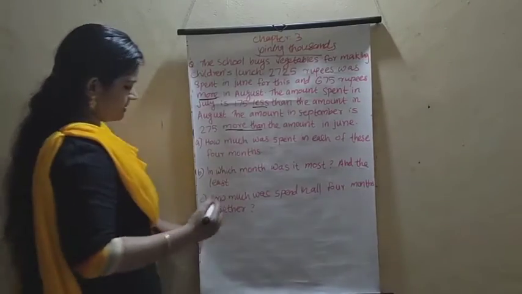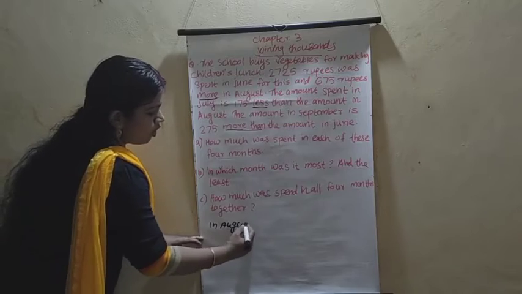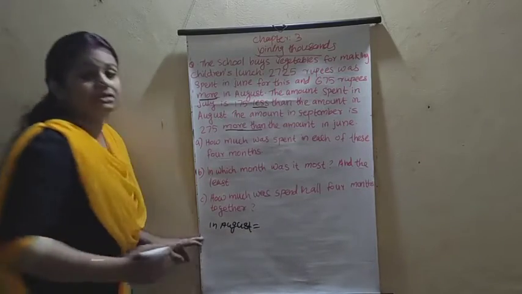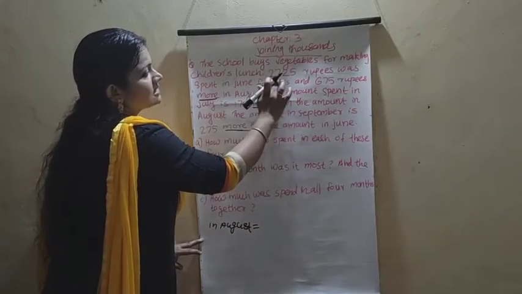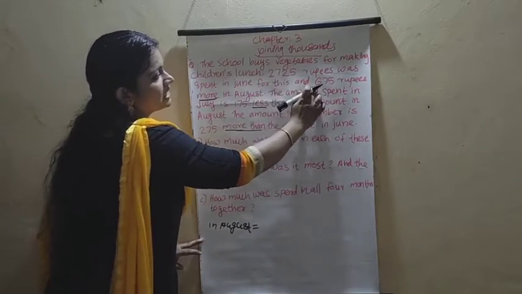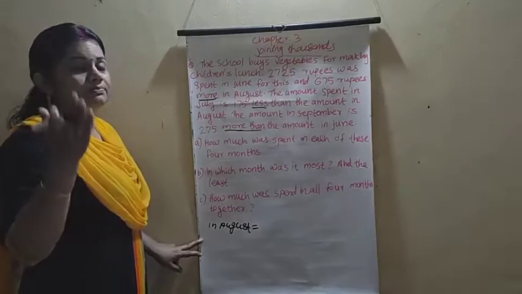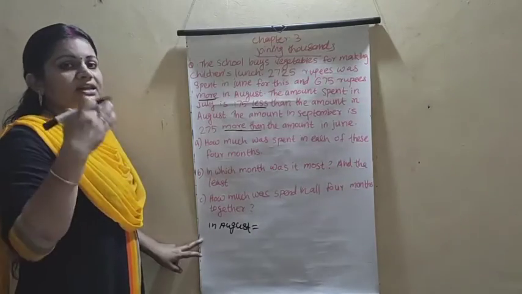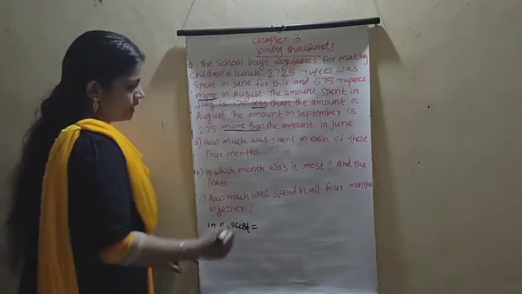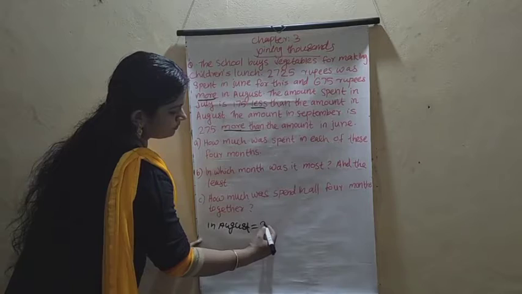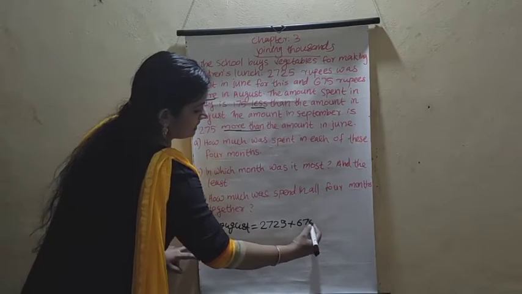In August month, I write here, August. How to find the money for August? It is 675 more than 2,725. Add these two numbers. We already learned that when "more than" is there, you do the addition. So 2,725 plus 675.